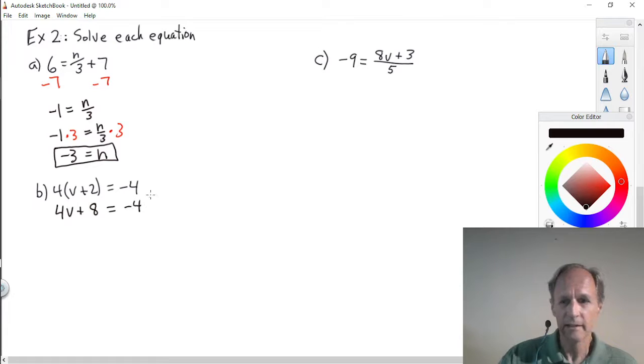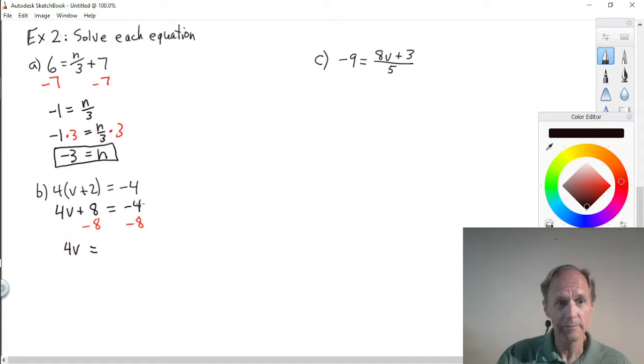We got to get the v by itself, right? So we're going to subtract 8 from both sides. Okay, on the left, we have only 4v remaining. On the right, we have negative 4 minus 8. And we got negative signs all over the place. Oh my gosh, this is tricky. And you know, I'm kind of kidding, but yeah, this can be tricky.